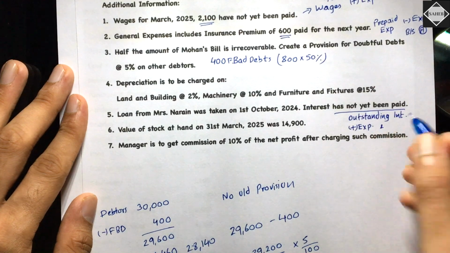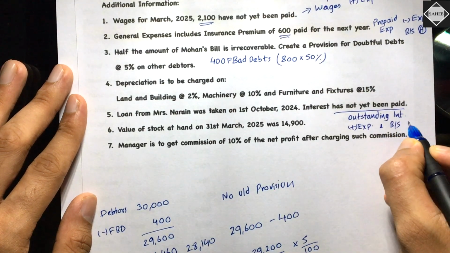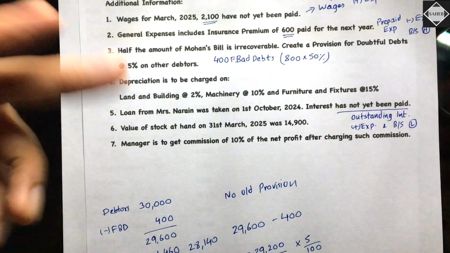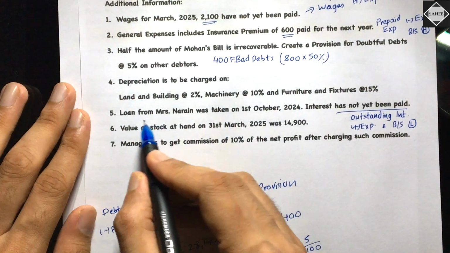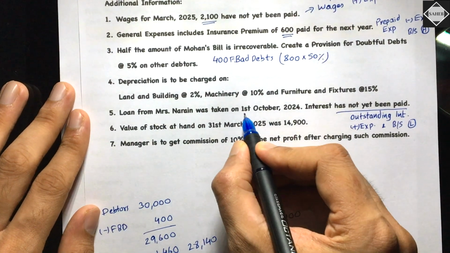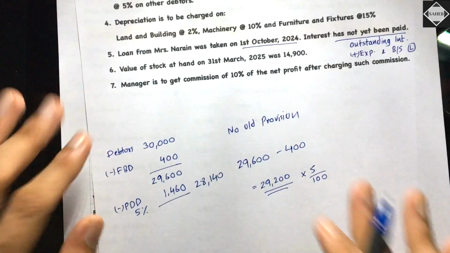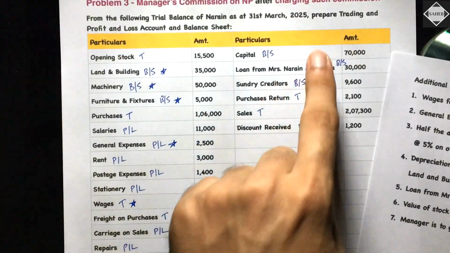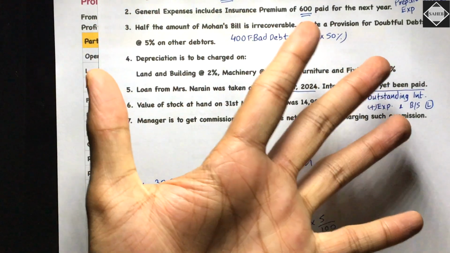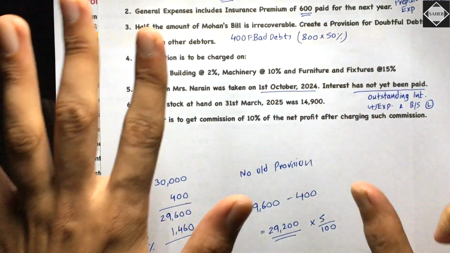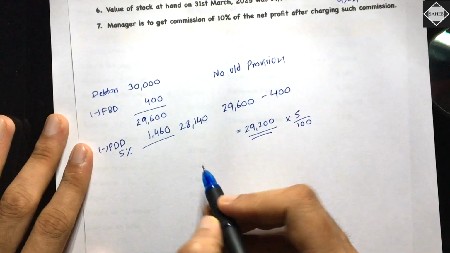We have to increase the expense, and in the balance sheet we have to recognize that we have to pay interest, isn't it? Yes, we have to recognize a current liability. The loan from Mrs. Narain was taken on 1st October, they are saying. Let's calculate, really simple. 1st October till 31st March, that's 6 months, no? October, November, December, January, February, March. Yes, 6 months. So you have to do a 6-month calculation, really simple.